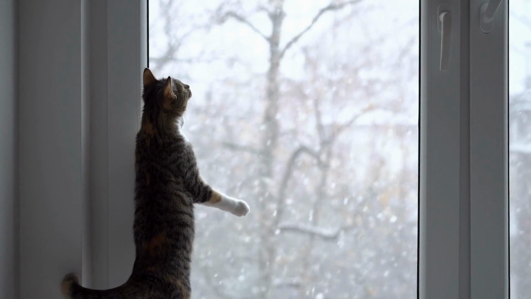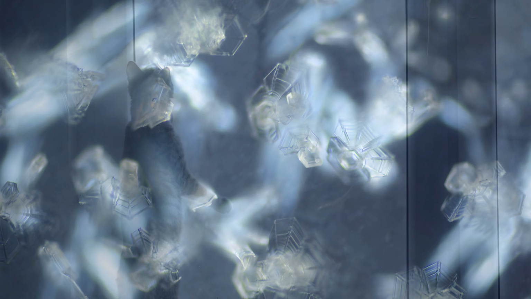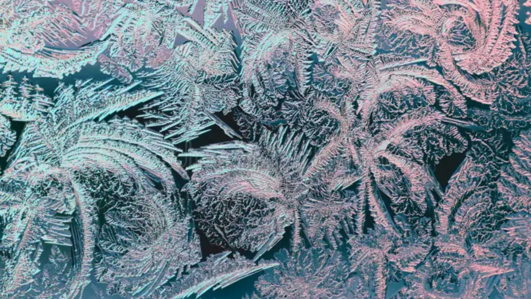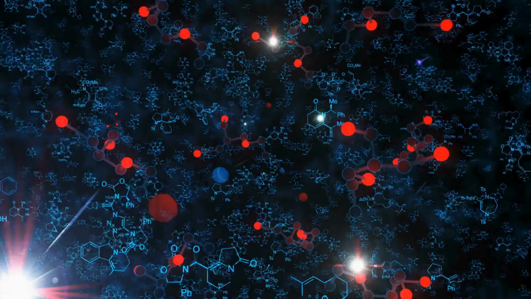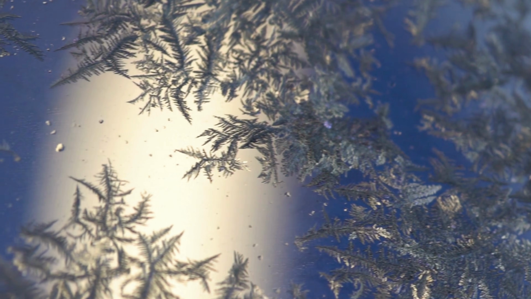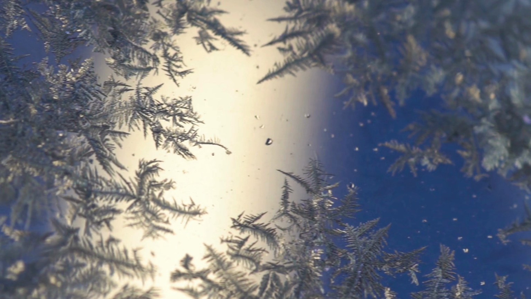And yet, despite all this randomness, there's still an underlying order. The hexagonal structure of ice, the tendency for edges to grow faster, and the physics of molecular movement all follow consistent rules. Frost patterns are a perfect blend of chaos and structure, unpredictable in appearance but governed by precise scientific principles.